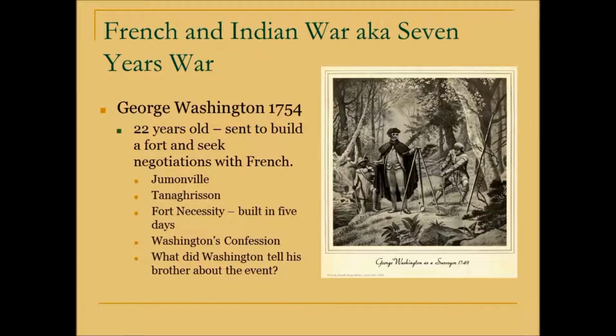All right, so let's talk about how George was the guy who actually started the French and Indian War, also known as the Seven Years' War. So in 1754, it's 2 years before the war actually starts. George is 22 years old, and he is sent to build a fort. You know, they love to build forts. And he's also sent to seek negotiations with the French.